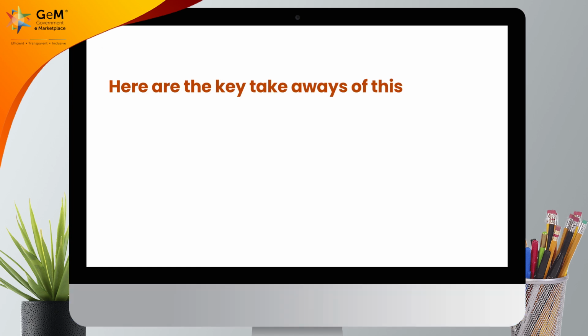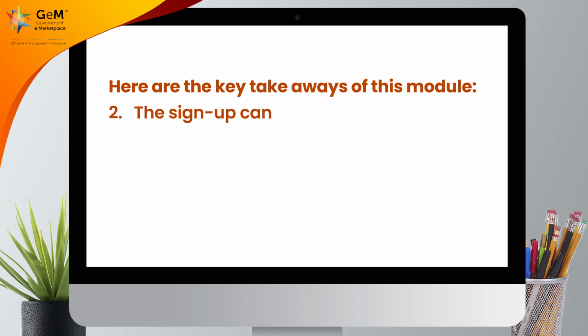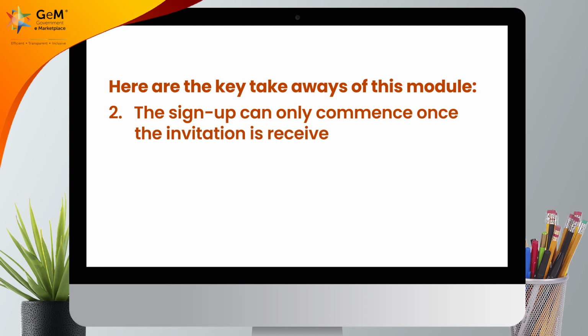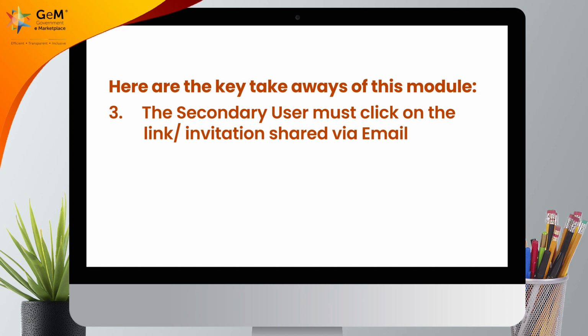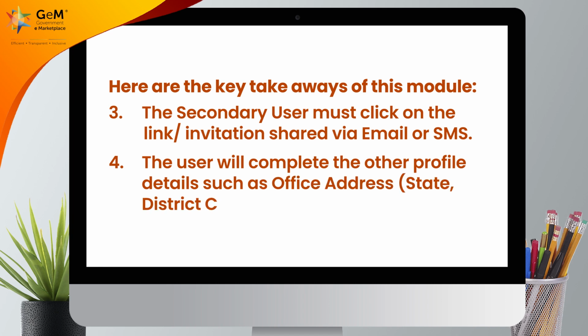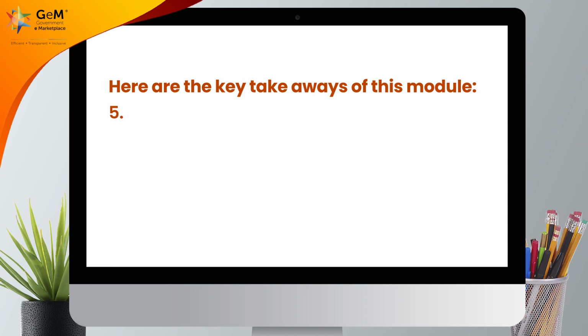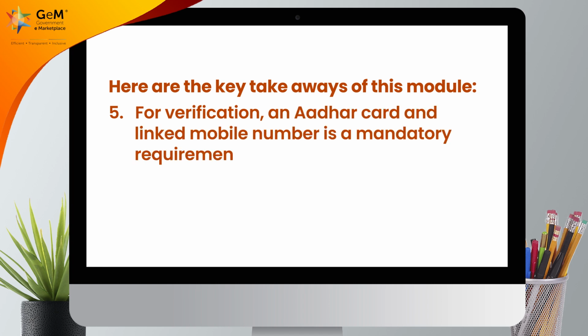Here are the key takeaways of this module. The secondary user needs a GEM buyer ID to access the portal. The sign-up can only commence once the invitation is received by the primary user of their concerned organization. The secondary user must click on the link, invitation shared via email or SMS. The user will complete the other profile details such as office address, state, district code, PIN code. For verification, an Aadhaar card and linked mobile number is a mandatory requirement.